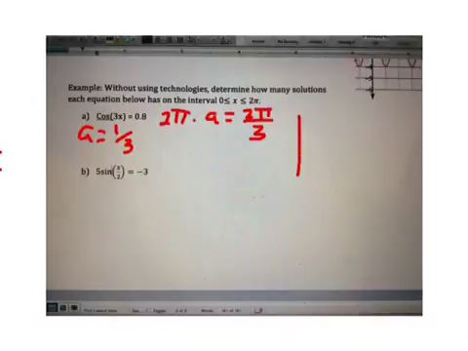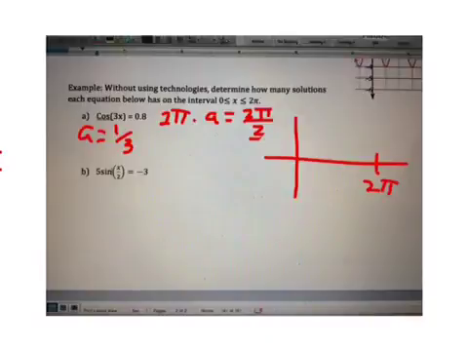So let's look here. So if I have 2 pi over 3, so this would be 1 pi over 3, 2 pi over 3, 3 pi over 3. Oops, I'm going about this the wrong way. Let me just, sorry. Okay, let's just say we have 2 pi here.